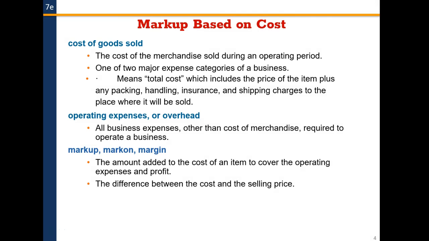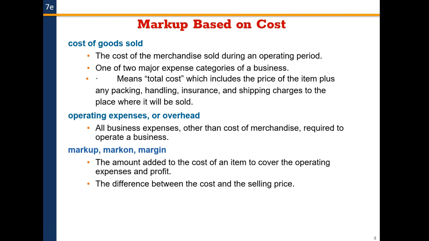So this chapter is all about the business math applications involved in the pricing of goods and services being sold to customers. The cost of goods sold is the cost of merchandise sold during an operating period. It's one of our two major expense categories of a business. And the cost of goods sold means the total cost, which includes the price of an item plus anything else: the packing, the handling, insurance, shipping charges. Could also include utilities.